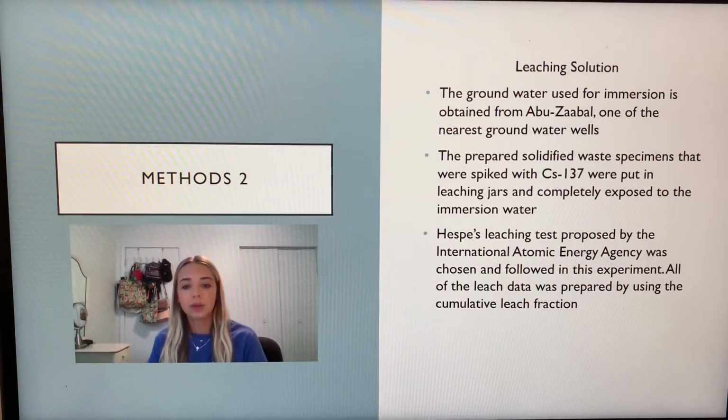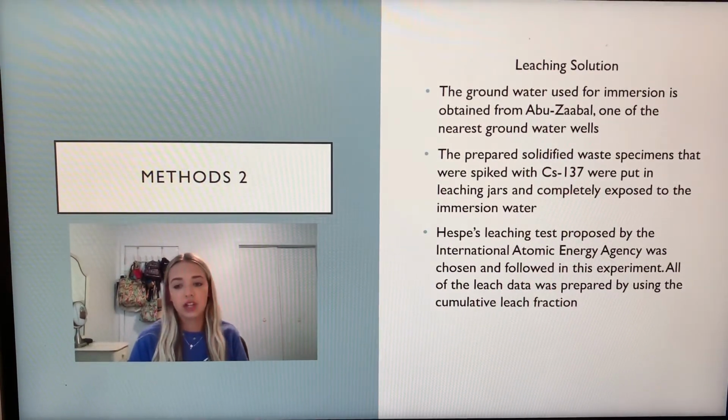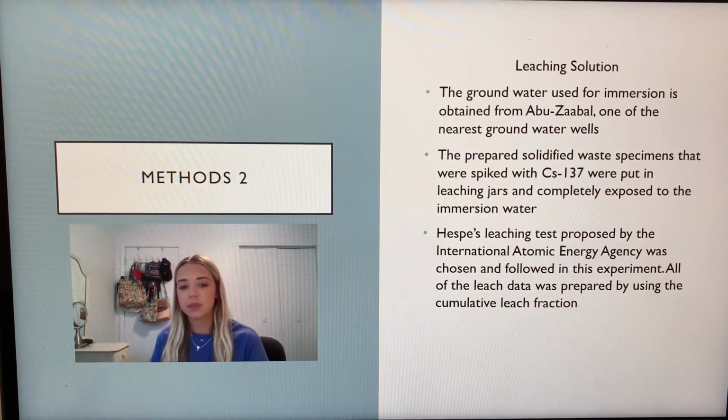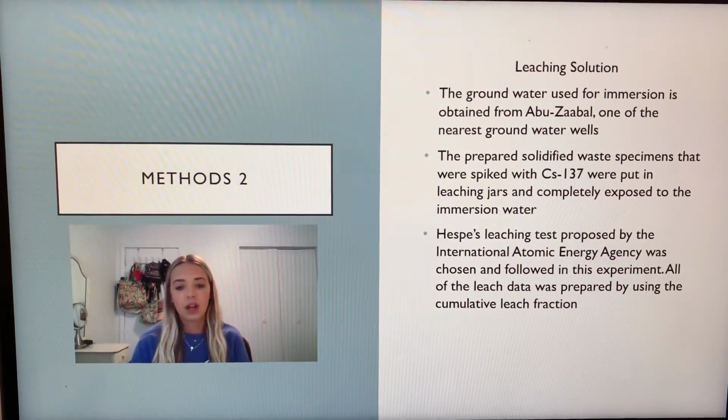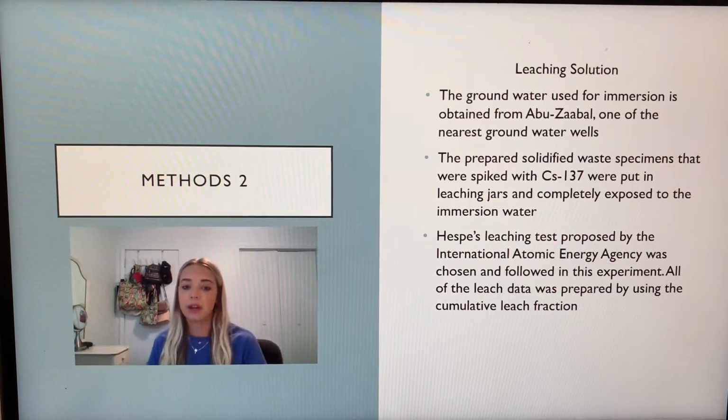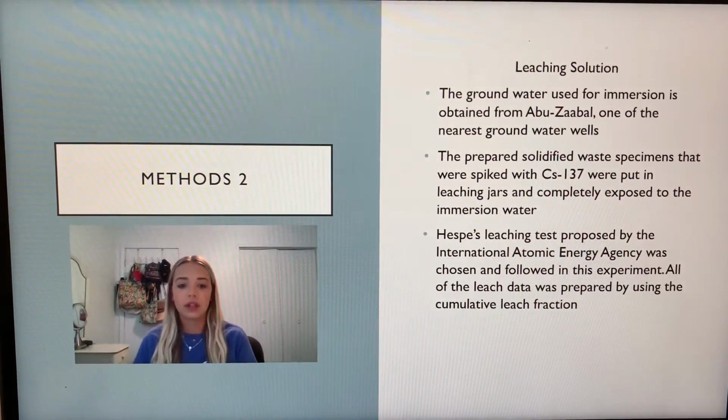The leaching test was proposed by the International Atomic Energy Agency. This was chosen for this particular experiment and was followed. All of the leach data was prepared by using the cumulative leach fraction.